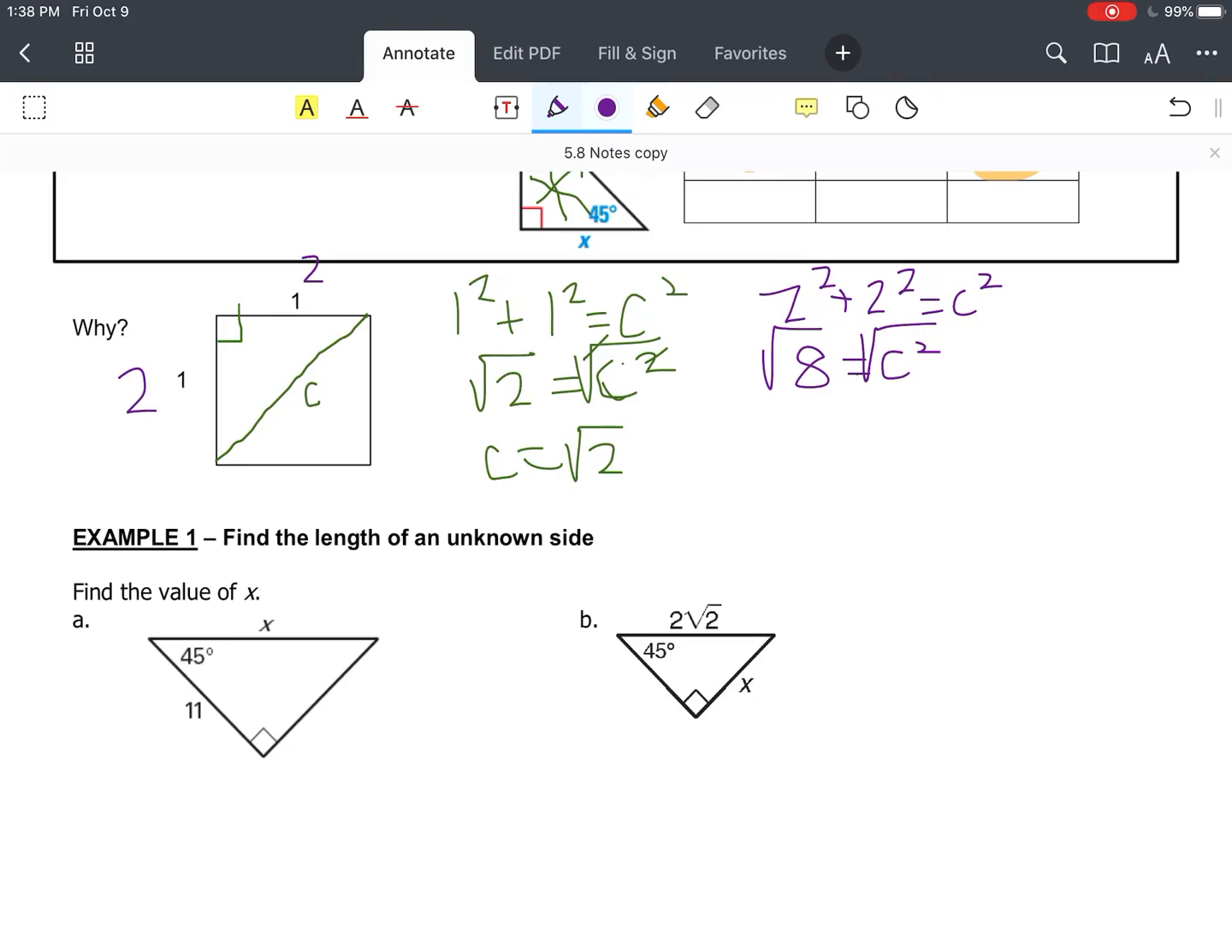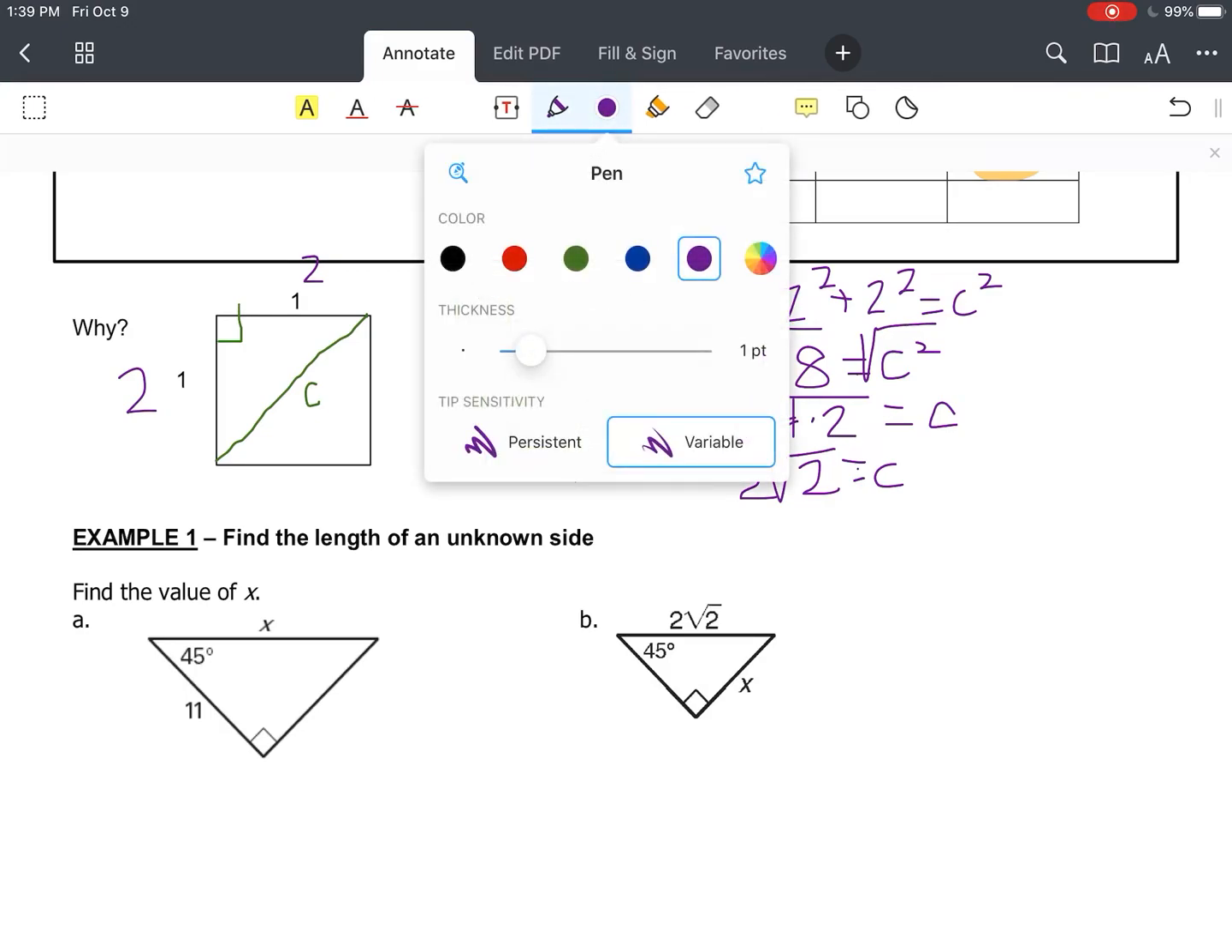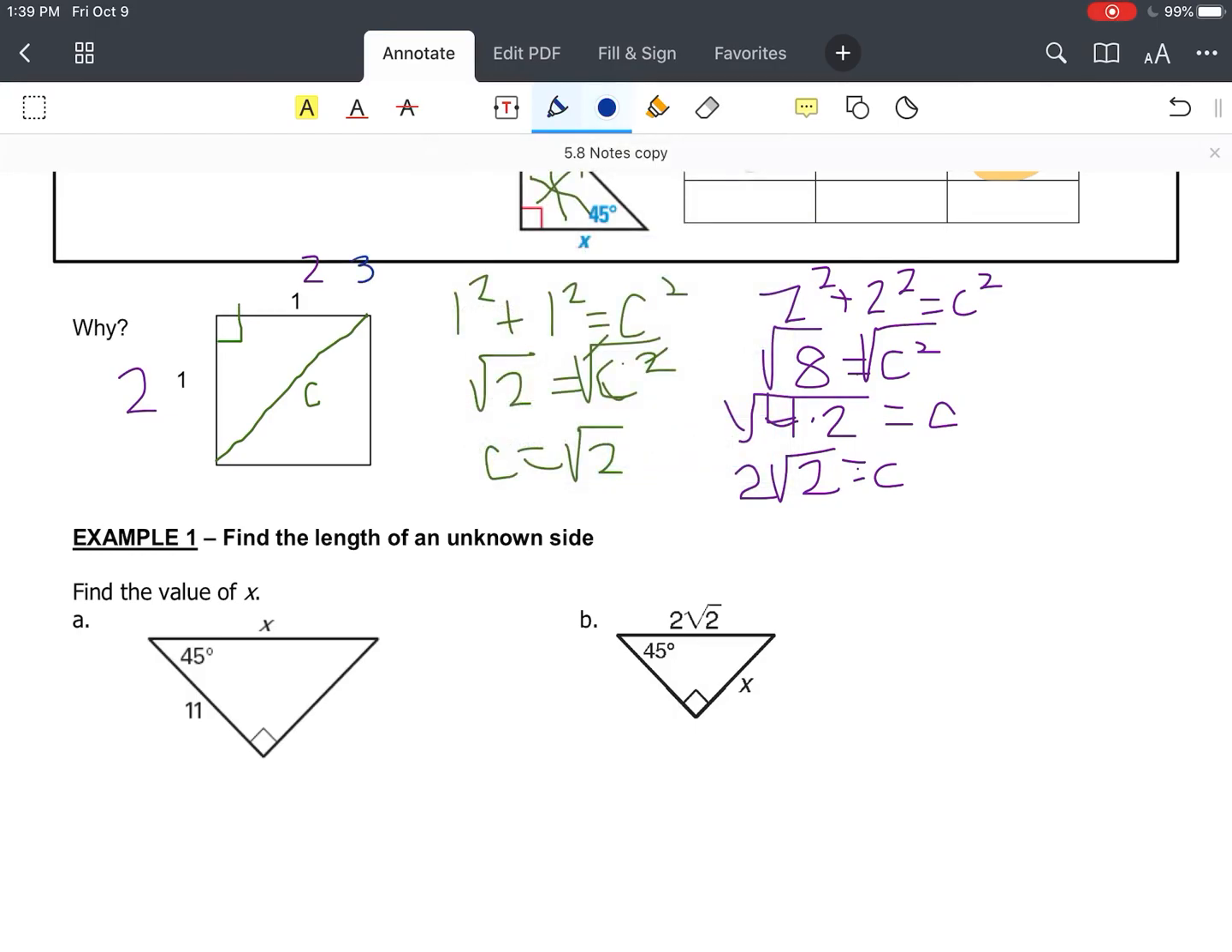Now I'm going to take the square root. This is where simplifying square roots is going to come in handy. You could put the square root of 8 in your calculator and you're going to get a decimal answer. But I want to simplify the square root. So I want to find the largest perfect square that goes into 8. Well, the largest perfect square that goes into 8 is 4. So I can rewrite the square root of 8 as the square root of 4 times 2. Well, the square root of 4 is 2, so I'm going to get c is 2 root 2. So my two legs are 2 and 2, and my hypotenuse would be 2 root 2.